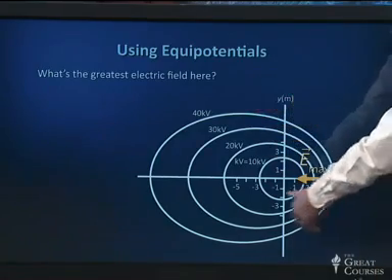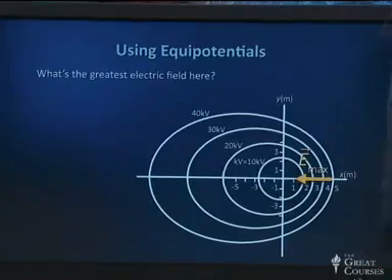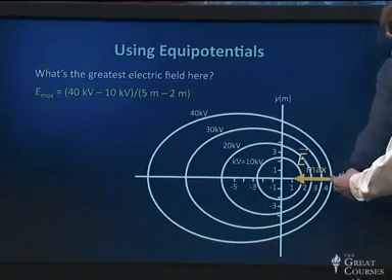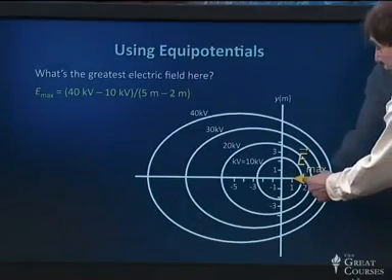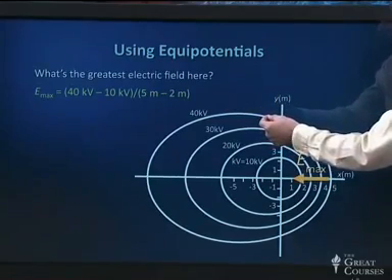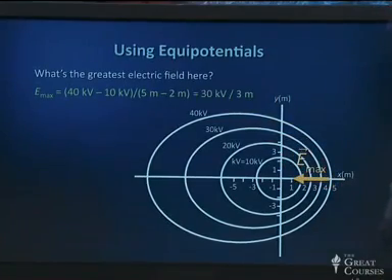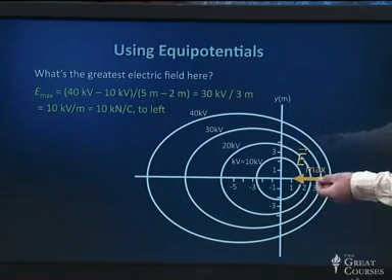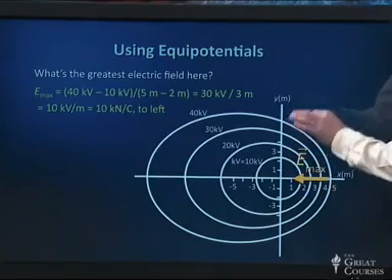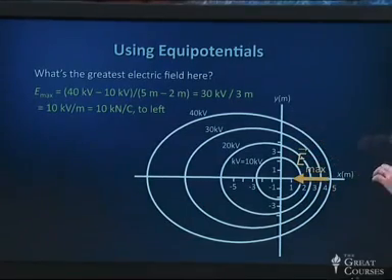By the way, I've labeled these contours with measures of potential. They're all relative to some place where the potential is defined to be zero. So what's the greatest electric field here? Well, we've gone from 5 meters where the potential is 40 kilovolts to 2 meters where the potential is 10 kilovolts. That's 40 kilovolts minus 10 kilovolts in 5 meters minus 2 meters, that's 30 kilovolts per 3 meters. That's 10 kilovolts per meter. A volt per meter is equivalent to a newton per coulomb. So the answer to our question is 10 kilonewtons per coulomb to the left.